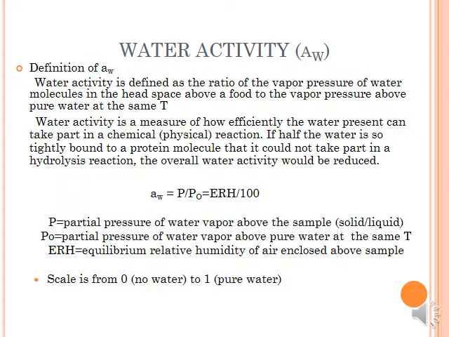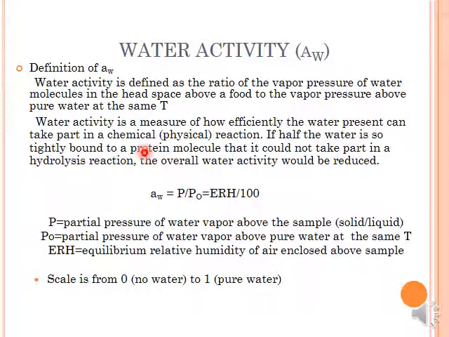Okay, next we will move on to a new term for you, which is water activity, written as A subscript W. So what is water activity? It is defined as the ratio of vapor pressure of water molecules in the headspace above a food to the vapor pressure above pure water at the same temperature. If you have seen the video I posted through Elip, you should be able to visualize this. The video actually visualizes this definition.